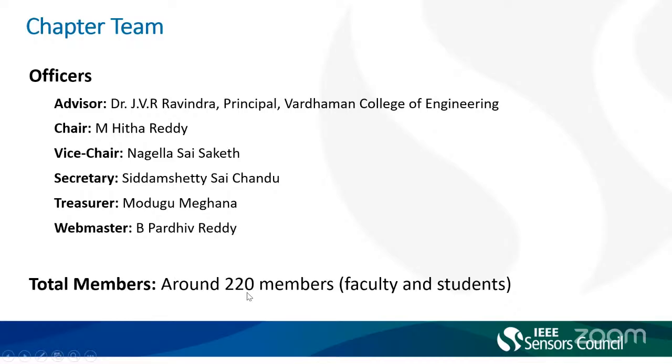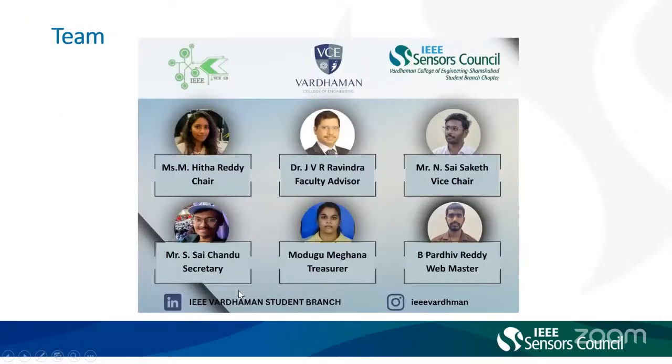In our college, we have around 220 members, faculty and students combined, who are members of Sensors Council. This is the poster, the flyer, where you can see the student members. In between we have the faculty advisors, and on either side the students. The names that I have mentioned, the pictures are shown here.